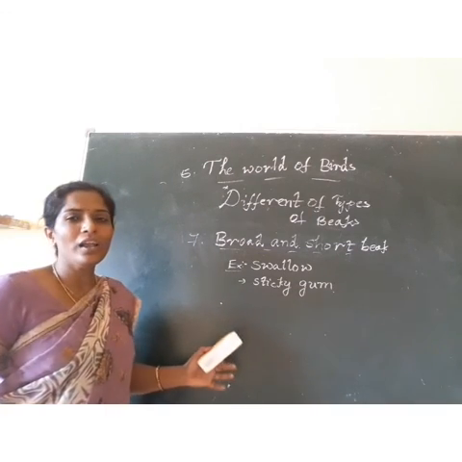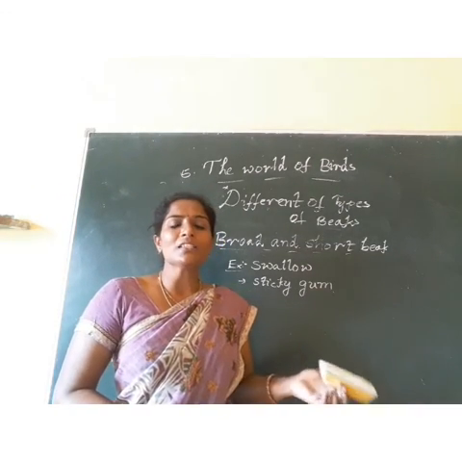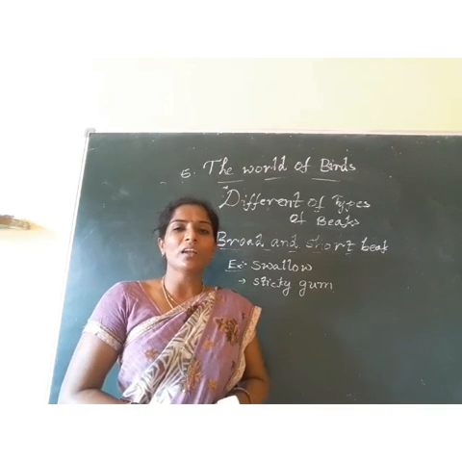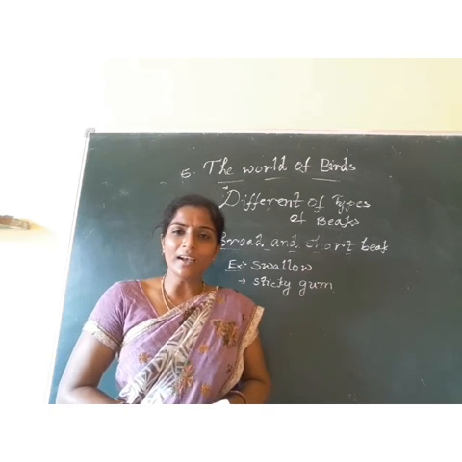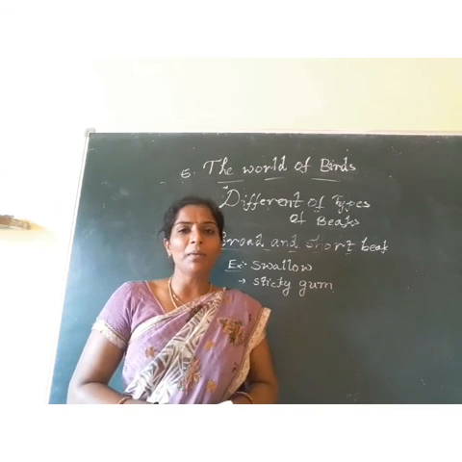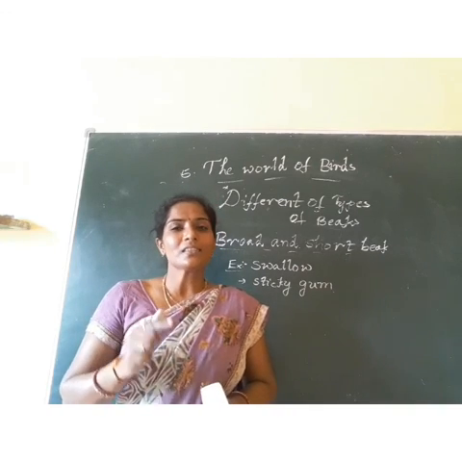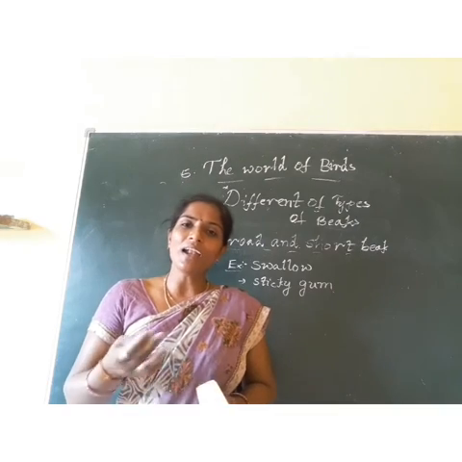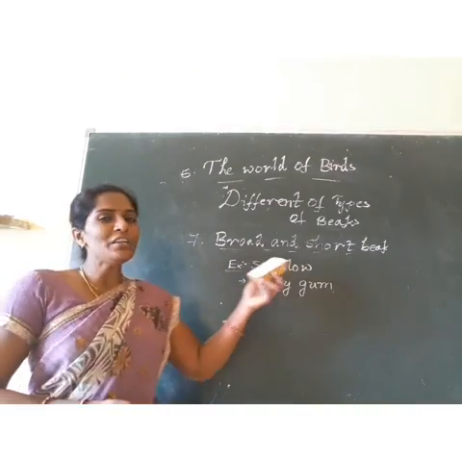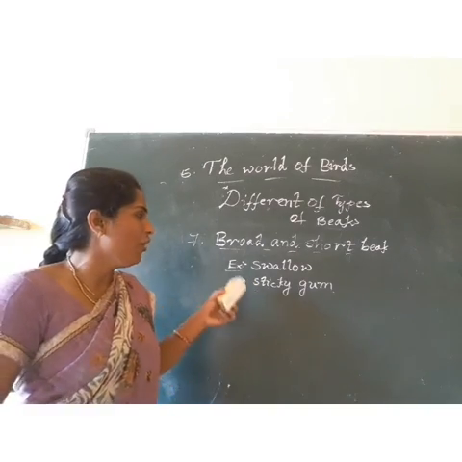Children, I hope you all understood about the different types of beaks. Come on, what is meant by beak? Beak is also called the mouth of a bird, and there are different sizes and shapes. The different types of beaks are strong and curved beak, strong and hooked beak, strong chisel-shaped beak, strong and hard beak, long and slender beak, broad and flat beak, and broad and short beak. And I also told you the examples of which birds have which type of beaks.